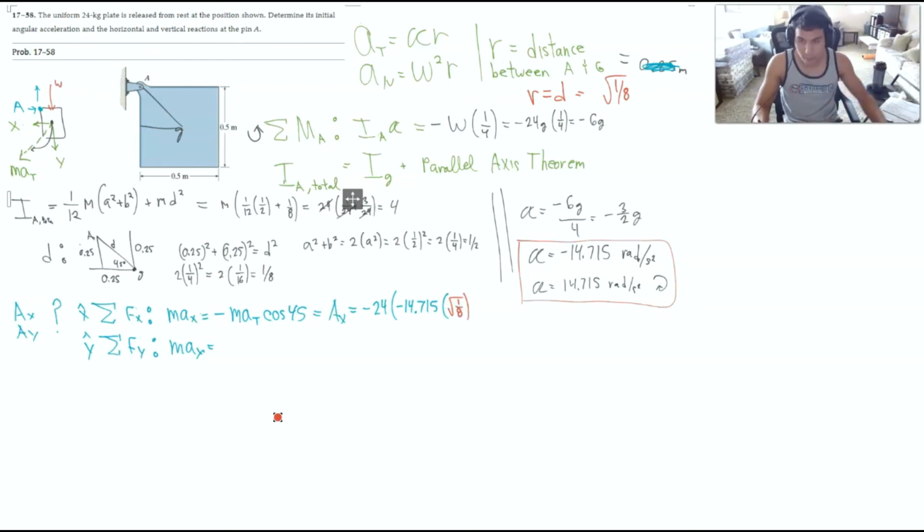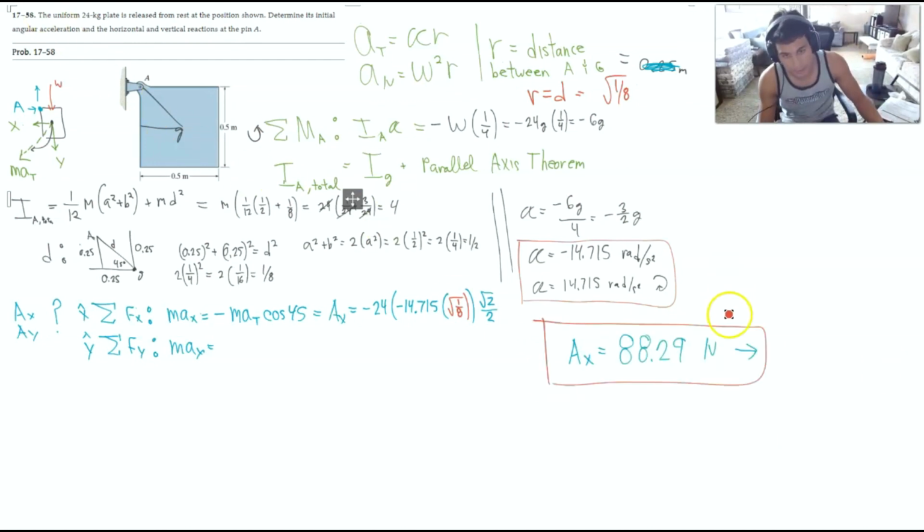Okay. So we have mass, acceleration. Acceleration is alpha times R. And then we need cosine 45, which is square root 2/2. Okay, there we go. So I'm going to compute this number over here. And I'll give it to you guys. And then when you do this, look, you get 88.29 newtons to the right, which makes sense, okay? As for the second part, it's going to be nearly identical. So MAY you can describe as MAT sine 45. And then for this, we're going to have our reaction upwards, positive reaction, so AY, and then minus the weight.